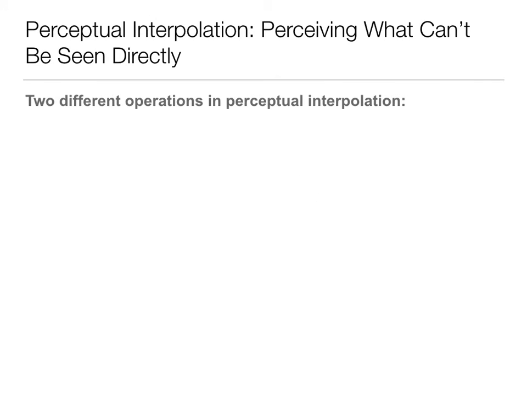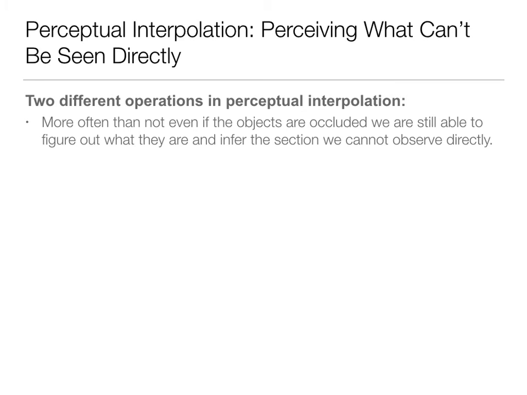There are two different operations happening in perceptual interpolation. More often than not, even if these objects are occluded, so even if the cat's behind the grate or the building's behind the tree, we're still able to see the cat and the building, despite the fact that large portions of them were occluded. Most of that building was occluded, but we could still see the building behind the tree. This is done through two different mechanisms, one of which is finding edges, and the other is completing surfaces.